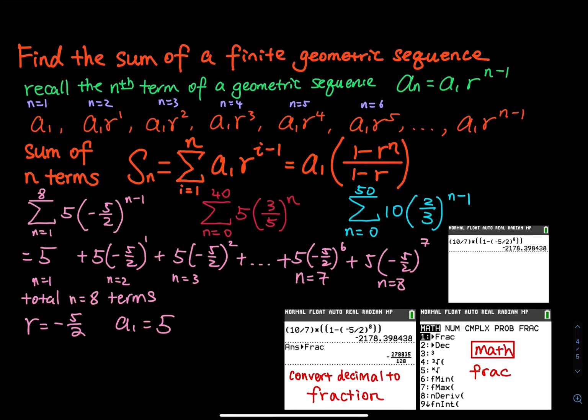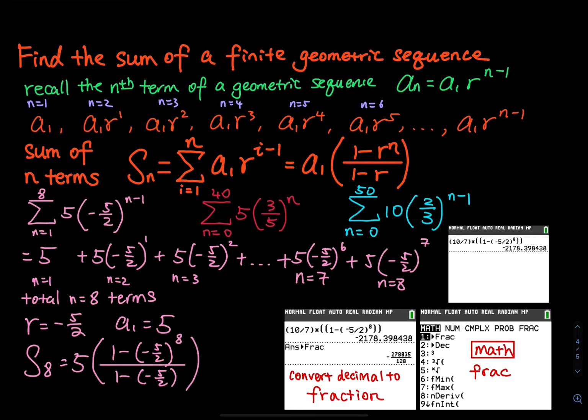And then what is the sum? We have S, and then we have 8 terms. So this is a 5, and then 1 minus the common ratio, negative 5 over 2. Here is a problem. The problem is we have an 8th power, and then the bottom is 1 minus the common ratio. So the problem is you have an 8th power.